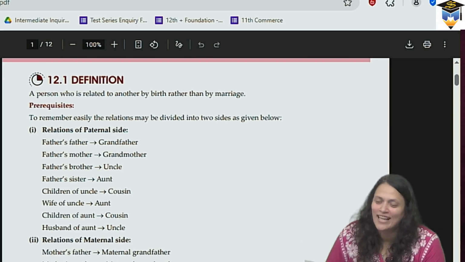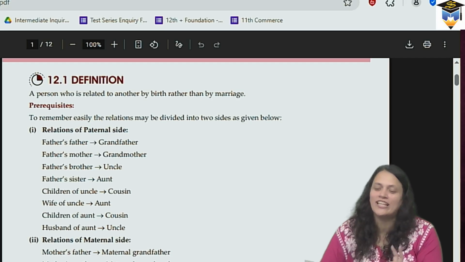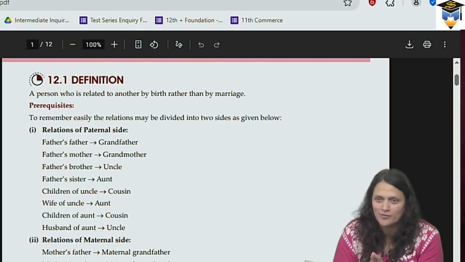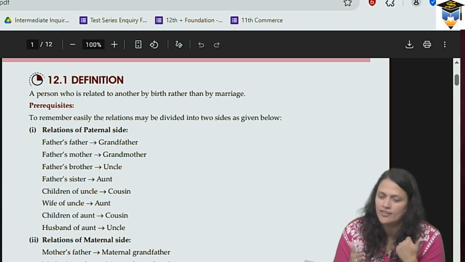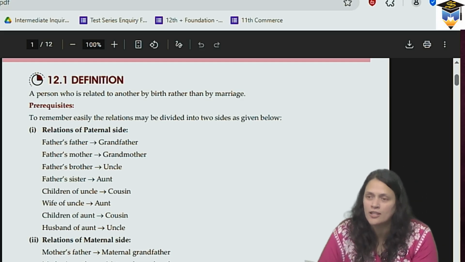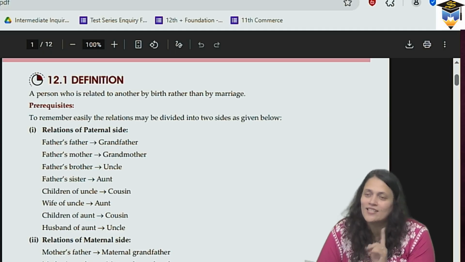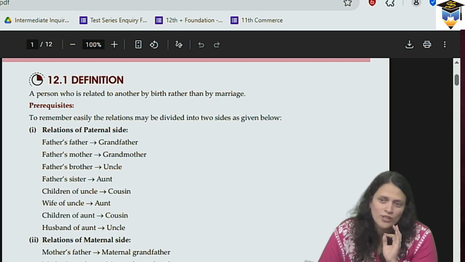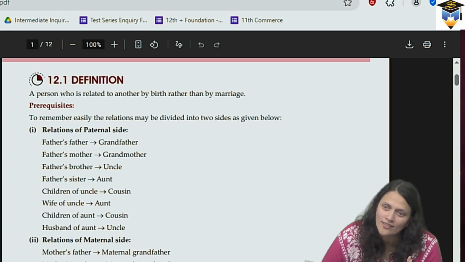Okay. So now the prerequisite which they have given in the textbook is you should know the relations from your paternal side. Your father's father will be your grandfather. Father's mother is your grandmother. Father's brother is your uncle. Father's sister is your aunt. So who is father's sister?